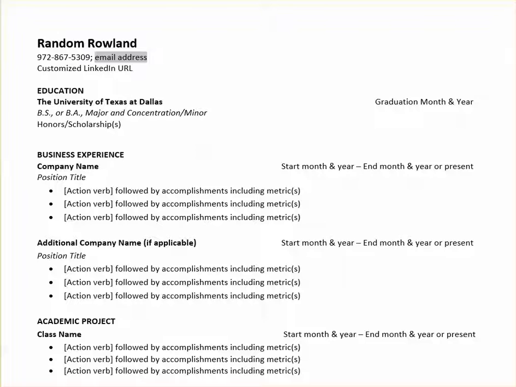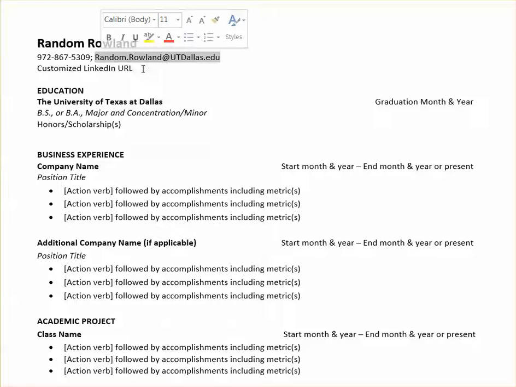Her email address should not be hotchickie@gmail.com. Any email address you put on a resume should be a professional address. So you could put your UT Dallas address here. You could put a Gmail address. Maybe her address will be random.rowland@utdallas.edu.